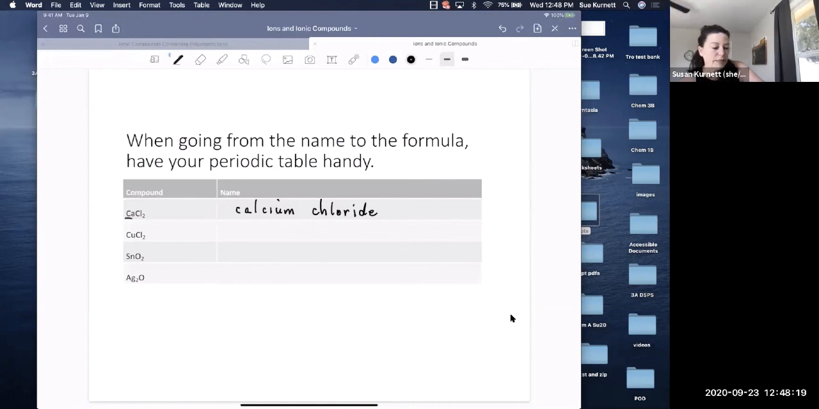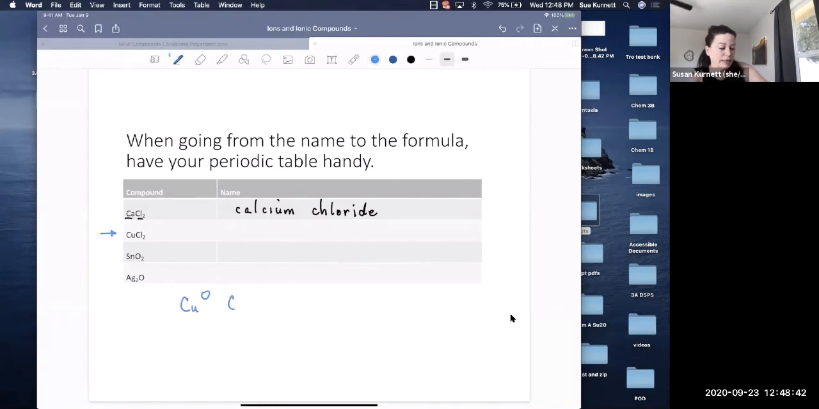So it's metal plus nonmetal. That makes it ionic. Calcium ion is the cation, chloride ion is the anion. It took 2 chlorides to balance that calcium charge. But for this one, which is also ionic, it starts with a metal, copper is in the unknown zone, and so I have to figure out which copper it is.